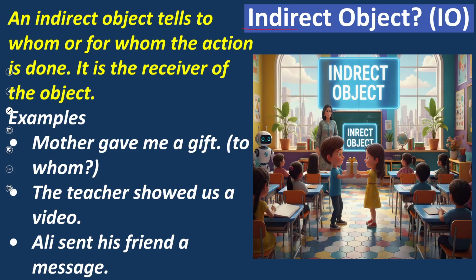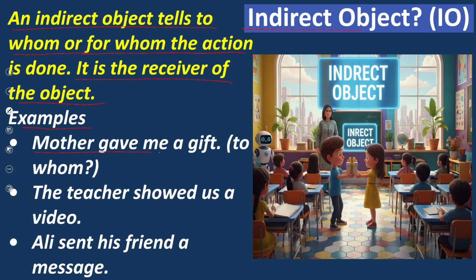It is the indirect object. An indirect object tells to whom or for whom the action is done. So, an indirect object is not that thing or person who receives the action directly, but indirectly. So, it is the receiver of the object. Examples. Look at the examples.